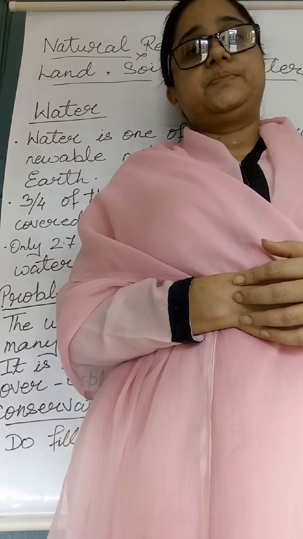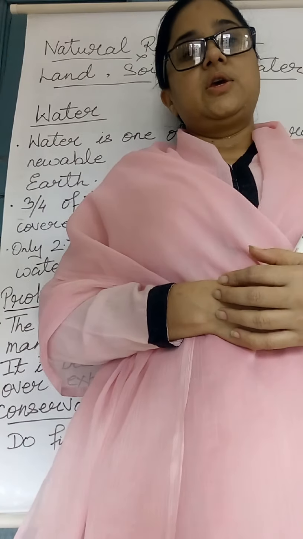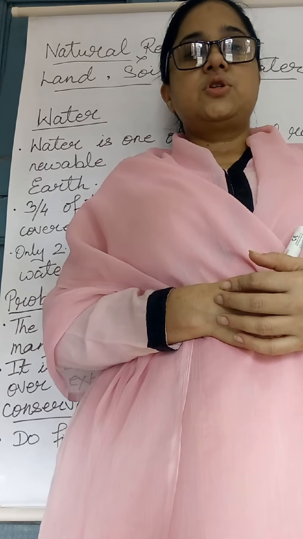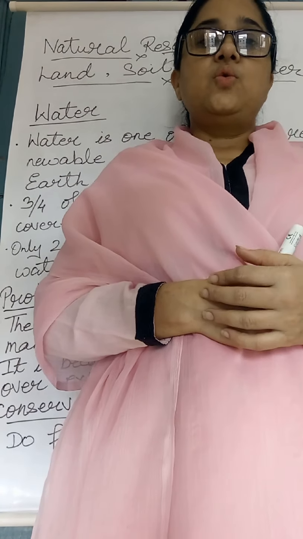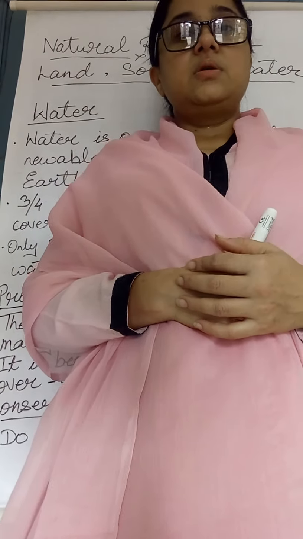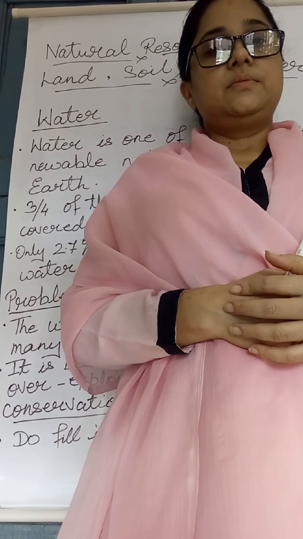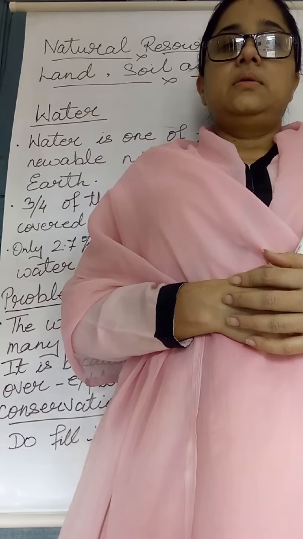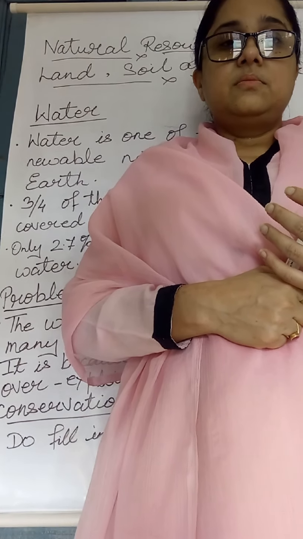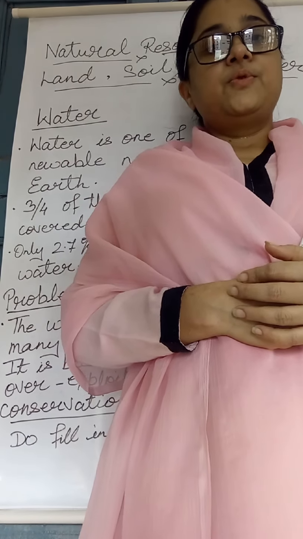Then irrigation. The most important use of fresh water is irrigation. Efficient irrigation methods must be used so that there is no wastage of water. Over irrigation is neither good for the crops nor for the soil. Canals and dams must be prepared to avoid wastage of water.